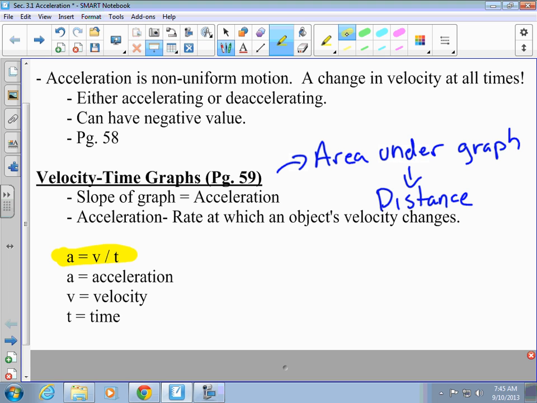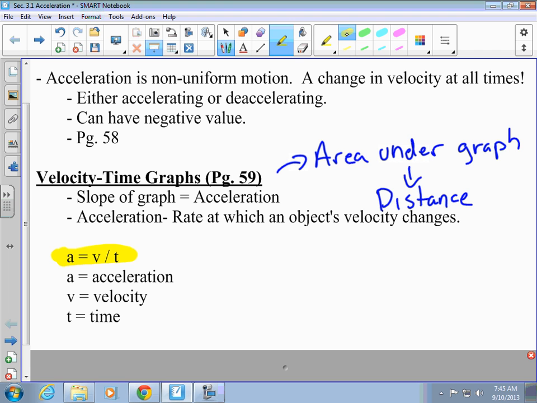Acceleration is equal to velocity divided by time. Acceleration is a, velocity is v, time is t. These constants are never going to change. So in nine chapters from now, little t is time, and little v is velocity.